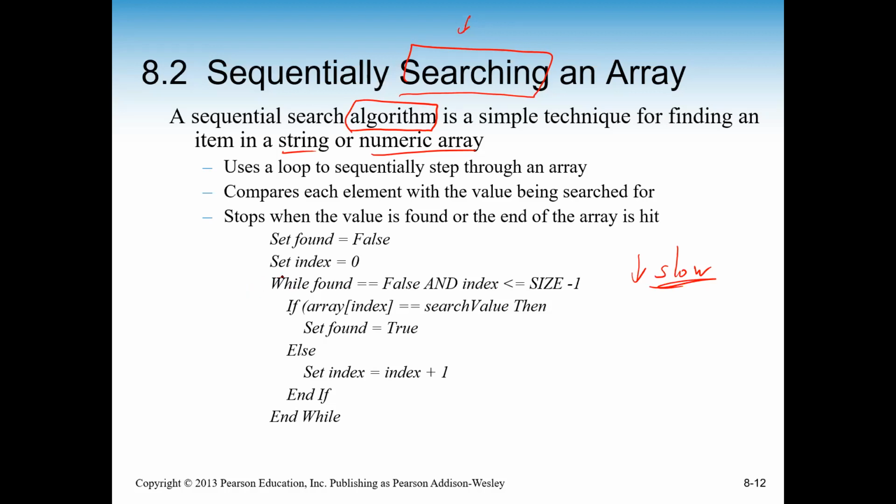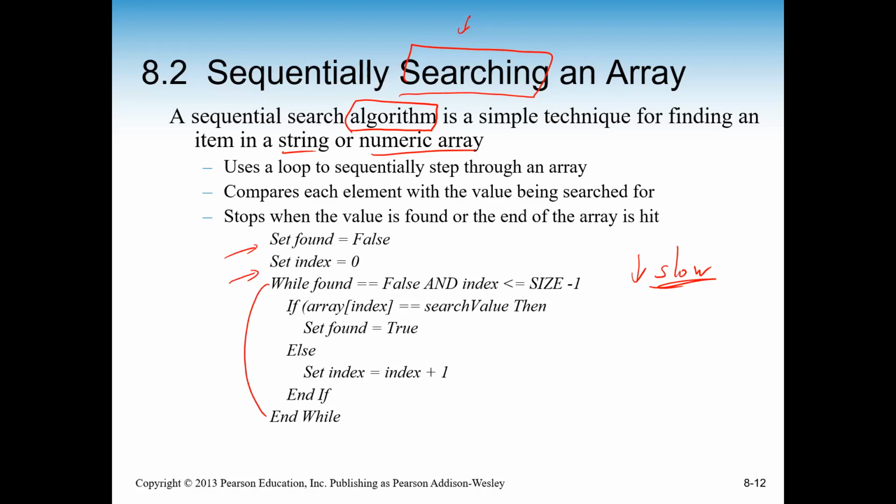We have basically a Boolean variable that we're going to use to keep track of whether or not we have found our item. So initially it's going to be false. We also have an index, which is initialized to 0. So now we have our loop.